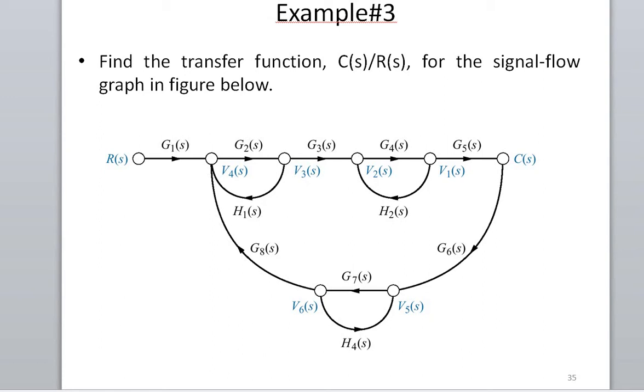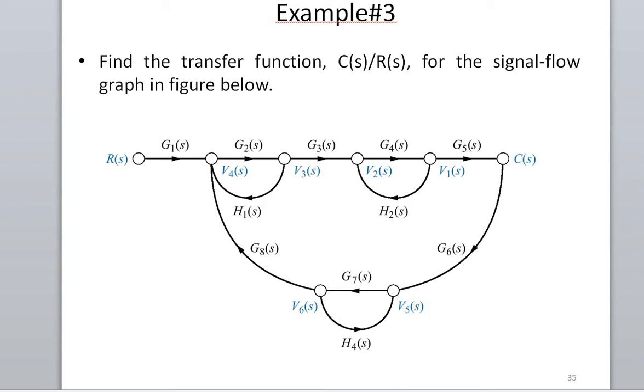So here the question is, find the transfer function C(s)/R(s) for the signal flow graph in the figure given below. You can see here R(s) is the input, C(s) is the output, and there are several nodes that are connected here. The input node is R(s), the output node is C(s). In between there are several nodes like V1, V2, V3, V4, etc.